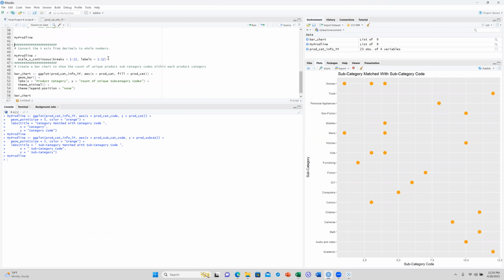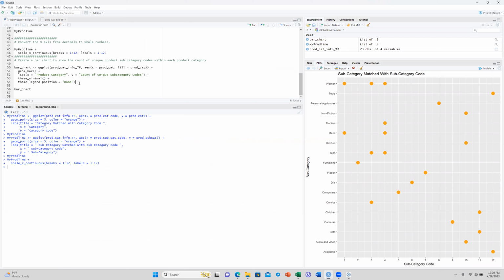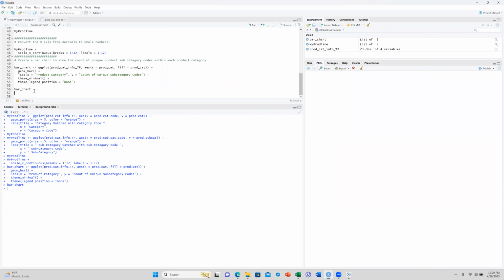And then actually one thing that I did want to do is, we see that it's in decimals right now. If you want to launch that and then create it. So now it's not in decimals, 1 through 12. We can clearly get a good visualization now. And then the last is just going to show the bar chart.